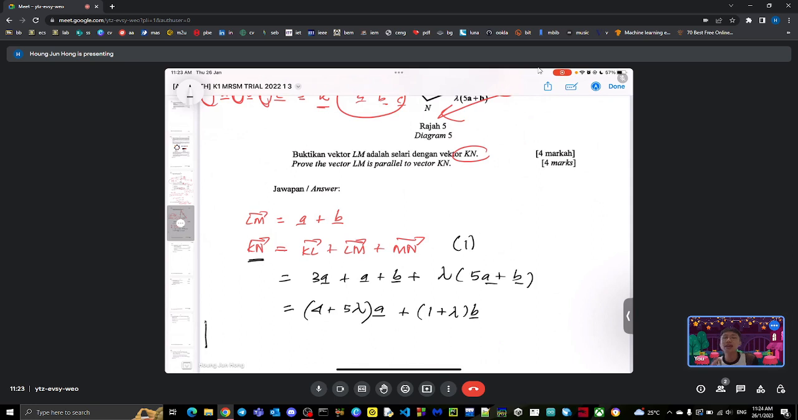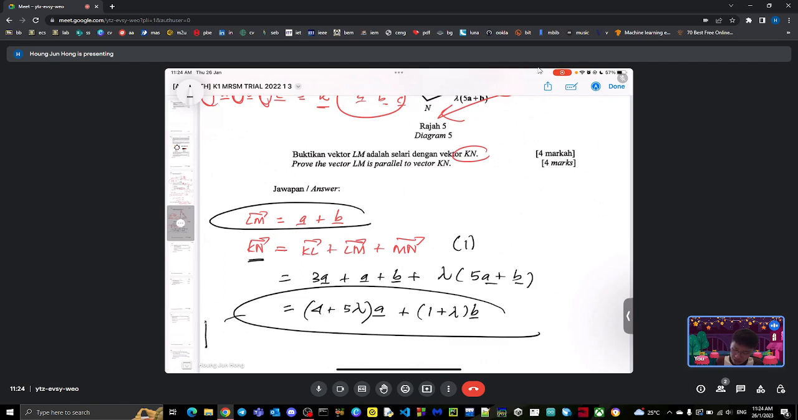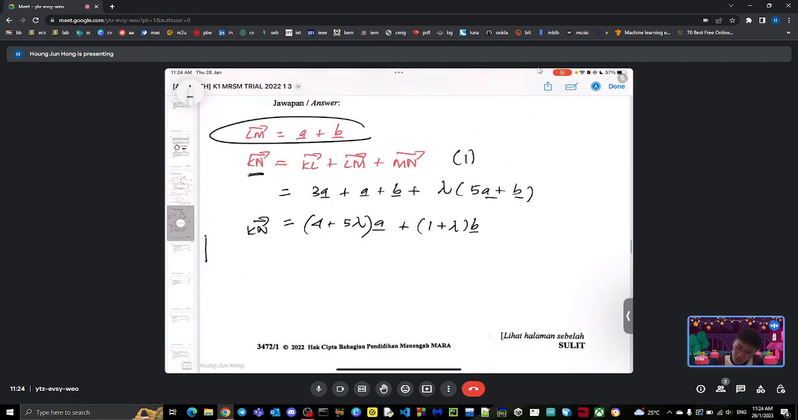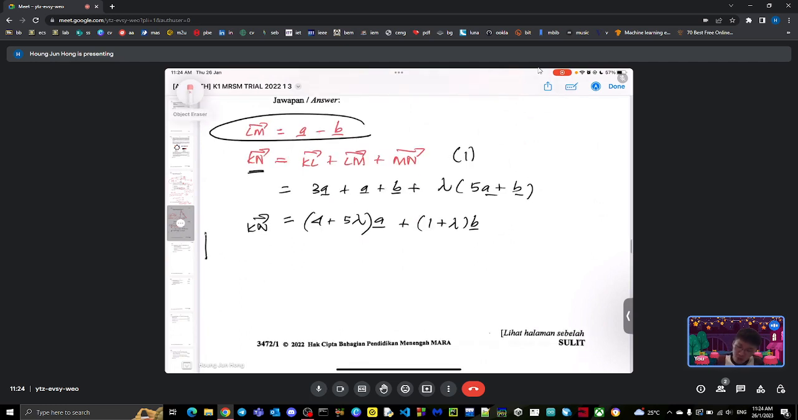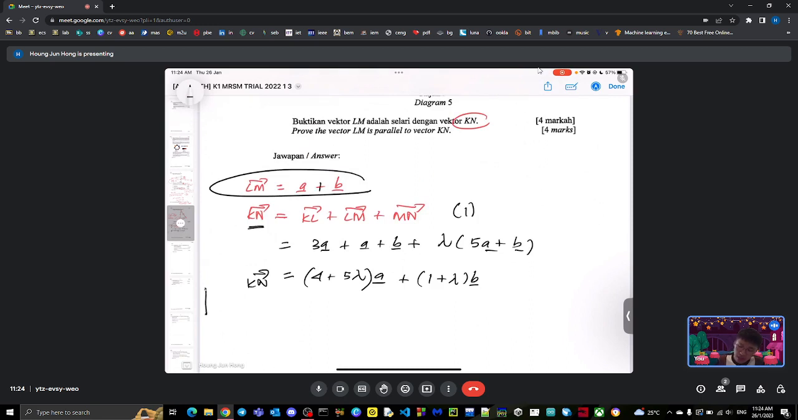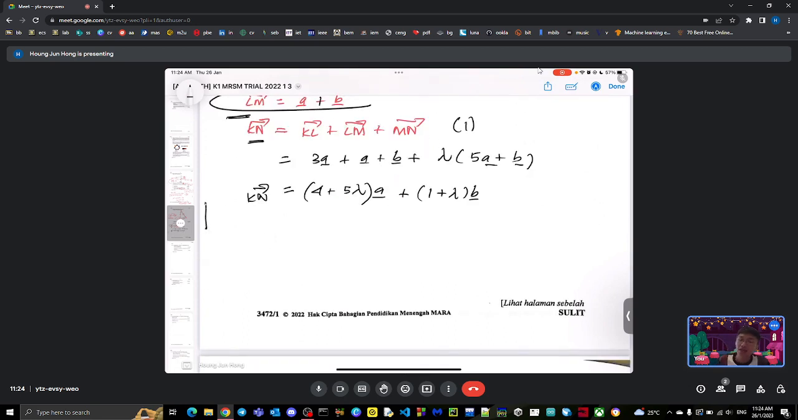So now we want to prove that LM is parallel to KN. That's to say, this is LM and this is KN. They have to be in some form of ratio, for example, A to A will be equal to B to B. You know how the ratio works, right? The coefficients here are 1 and 1. So the relationship of A and B inside LM is 1 to 1. Now the ratio in KN between A and B also has to be 1 to 1, so that they will form a perfect ratio, and then they will be parallel.